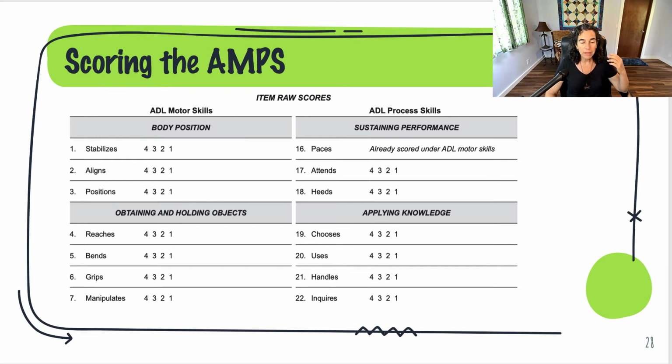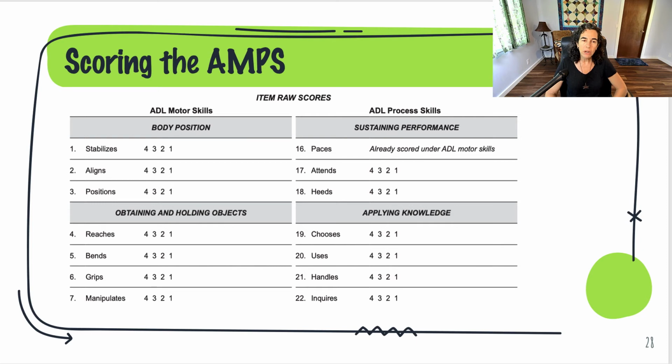In considering the effectiveness, efficiency, and safety of the client's performance, 1 is that there's a deficit, a marked deficit. A 2 means that their performance is ineffective. 3 is their performance is questionable. And 4 is that their performance is competent.